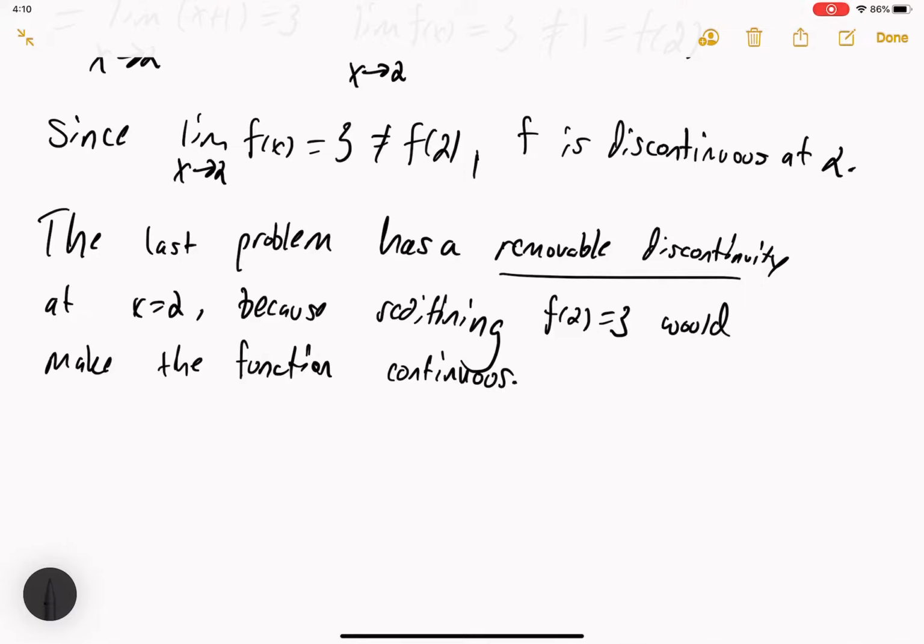All right, so all this means is that a removable discontinuity is where the function is not where it's supposed to be, so if we just put it back in a nice position, then we get continuity. It just means f of 2, or f at the limit point, is not in a nice spot.